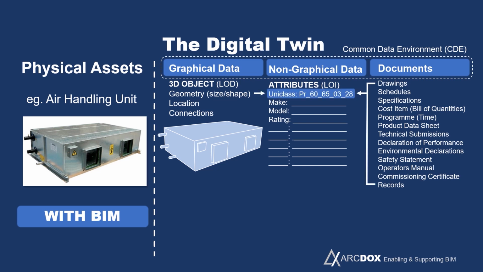What connects these three types of information is a common classification system that we just spoke about earlier, the Uniclass. So every air handling unit in the building and in the city should have this Uniclass classification code that connects the object to the data to the documents.